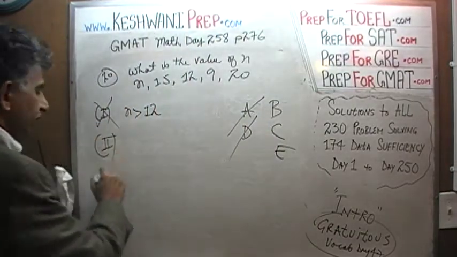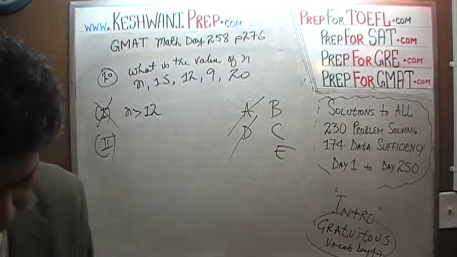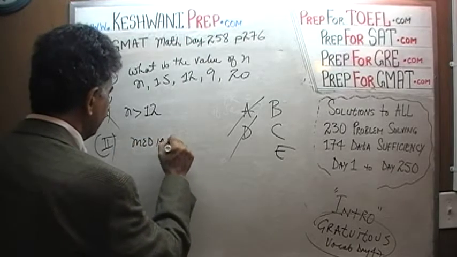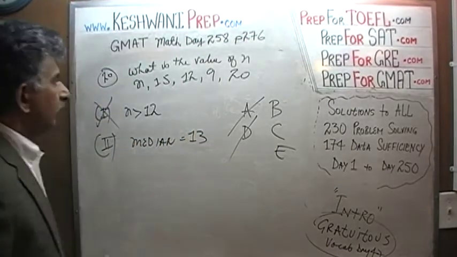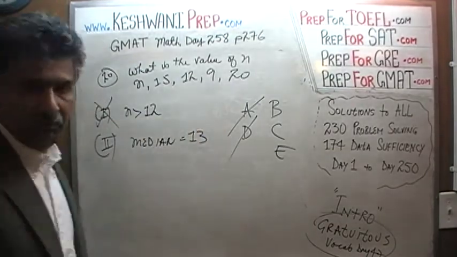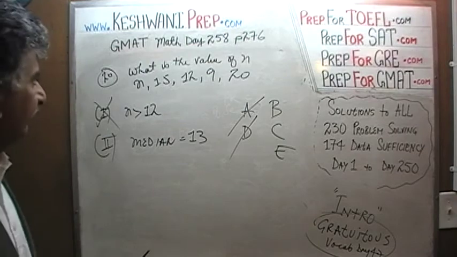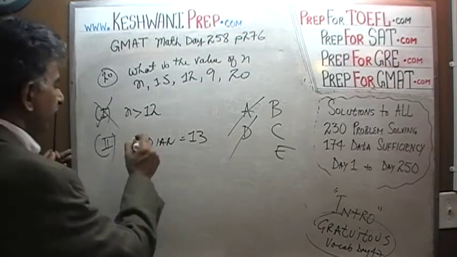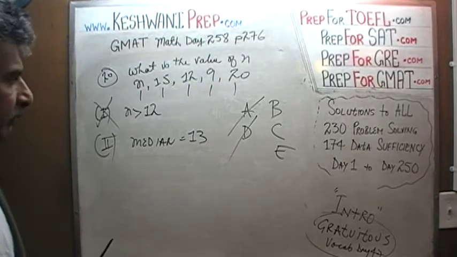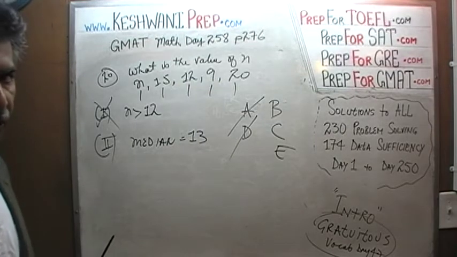Second statement, let's see if it gets us anywhere. The second statement tells us that the median is 13. Median is 13. Well, do you see any 13 in here? Do you see any 13 in here? Listen very carefully, okay? This is the argument. How many numbers do we have? We have 1, 2, 3, 4, 5 numbers. Understand the logic, understand the argument.